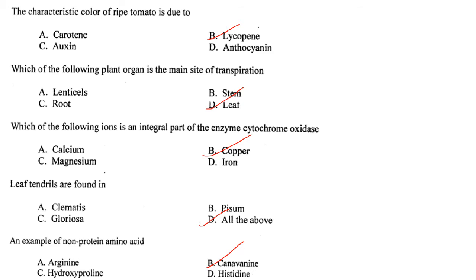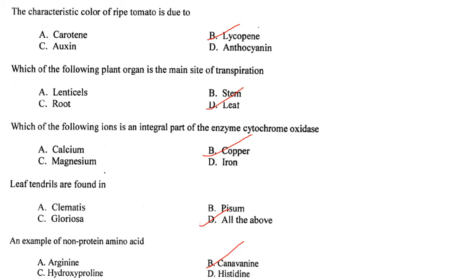Answer is option B. Which of the following plant organs is the main site of transpiration? It is the leaf that is the main site of transpiration. Answer is option D. Which of the following ions is an integral part of the enzyme cytochrome oxidase? Copper is an integral part of the enzyme cytochrome oxidase. Answer is B. Leaf tendrils are found in Clematis, Gloriosa and Pisum. So all of the above are correct.